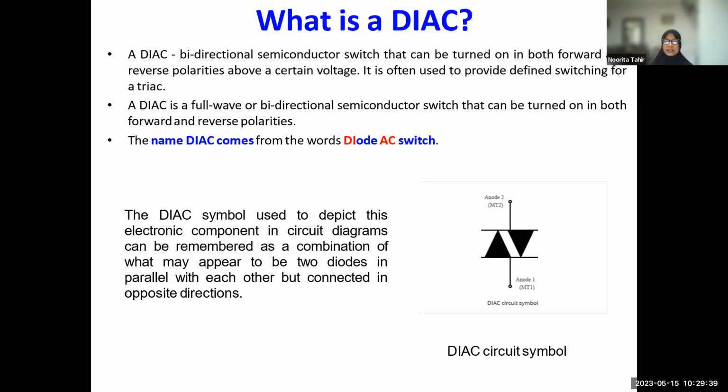Okay, so this is the symbol of our diac. The diac symbol used to depict the electronic component can be considered as a combination of what appear to be two diodes connected begitu, ya, in opposite directions. Owing to the fact that diacs are bidirectional devices, the terminals cannot be labeled as anode and cathode as they are for a diode. So instead, they may be labeled as A1 and A2 juga, which is main terminal 1 and main terminal 2, okay.